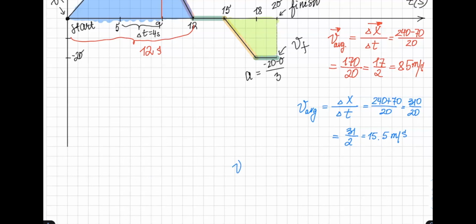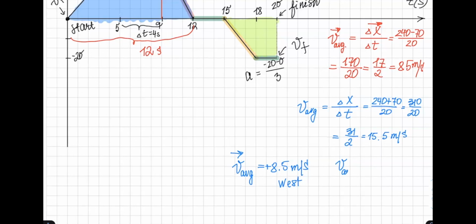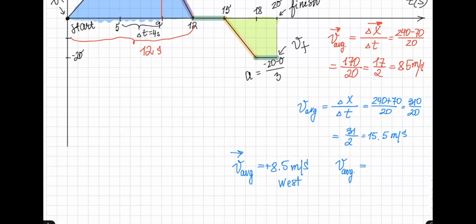We will say V average for velocity will be 8.5 meters per second, and you can add positive, or if you knew the direction, you will add the direction. So let's say positive was west, you will say west. But then for your speed, there's no direction, so this one will not be written for speed. You will just say V average without the arrow, and then that will be our 15.5 meters per second in no particular direction because speed does not have direction.